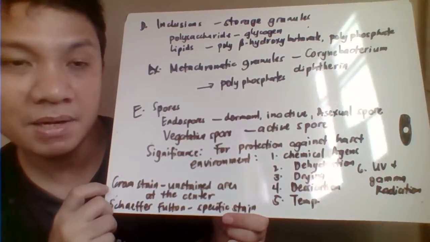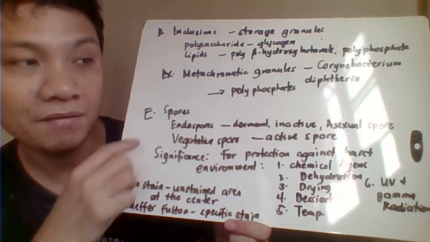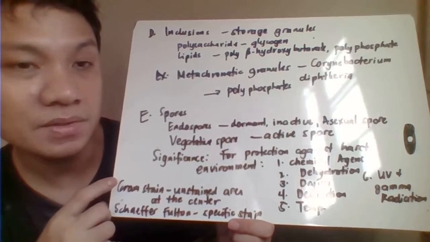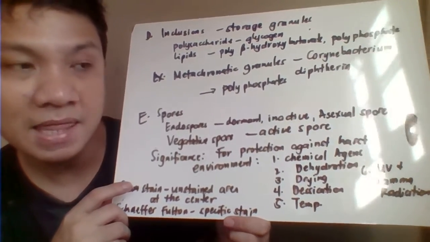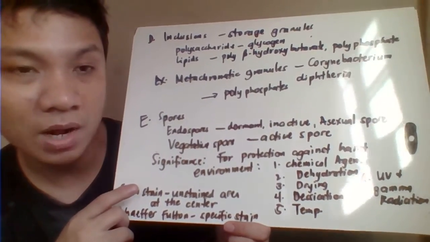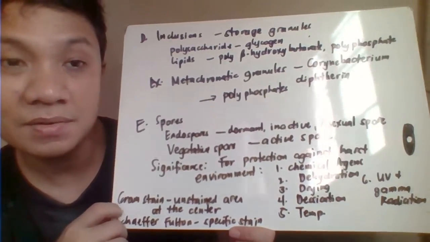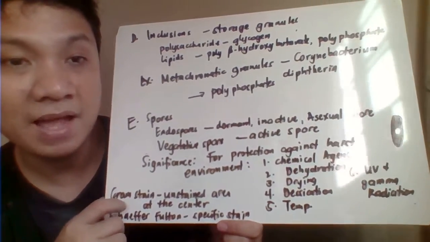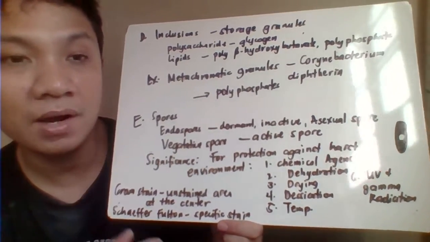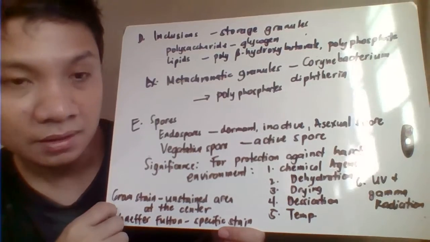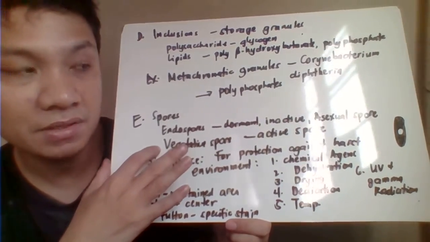Another one, some bacteria contain spores. We have two forms of spores. One is the endospore, which we consider the dormant, inactive, and asexual spore. Kasi yung mga fungi natin, gumagamit sila ng spore nila for them to multiply or reproduce. But then again, this is asexual. Hindi ito for reproduction. On the other hand, we have the so-called vegetative form or the vegetative spores.